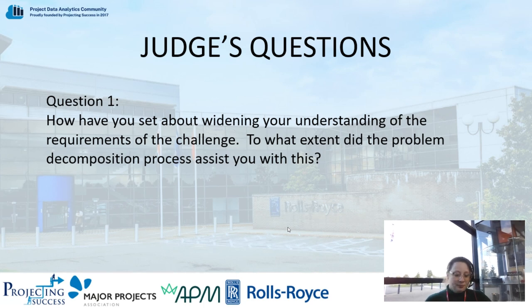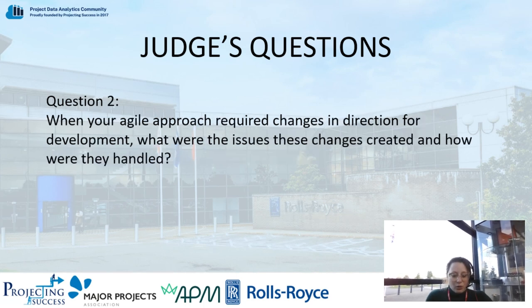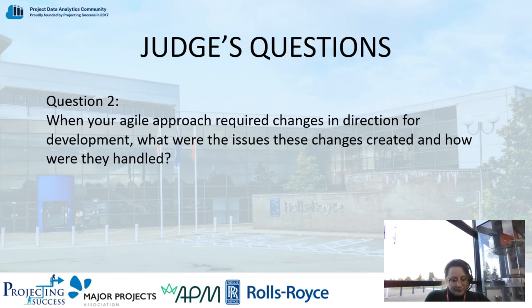Our second question was, when your agile approach required changes in direction of development, what issues did these changes create and how were they handled? Despite having a clear final plan of what we wanted to produce, we worked with agility when the data outcomes we were given required reassessing the level of detail that we could produce. We handled these with frequent check-in meetings as a team and ensured that we were continuing to deliver what was being asked for by the client. We collaborated across the team and optimised all of our different strengths and our different expertise and skills.